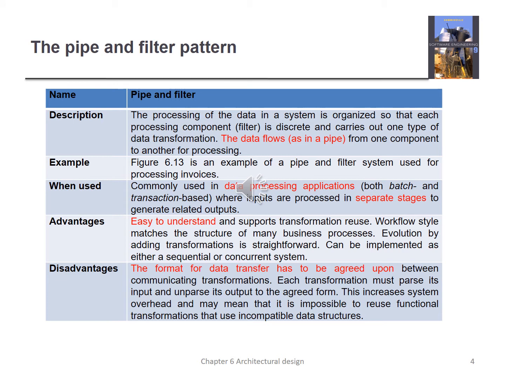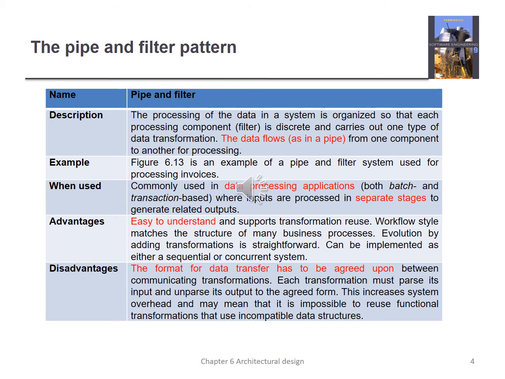If there is a change in the process, you could really put another filter in the middle of that sequence or at the end of it, and that filter will take the parameter which comes from the one before it, and create an output that goes to the second one. Can be implemented as either a sequential or concurrent system. Sequential or concurrent system, we could really implement that pipe and filter pattern.